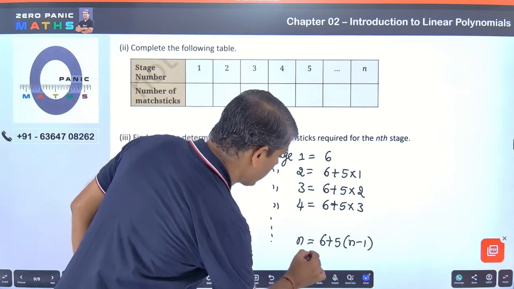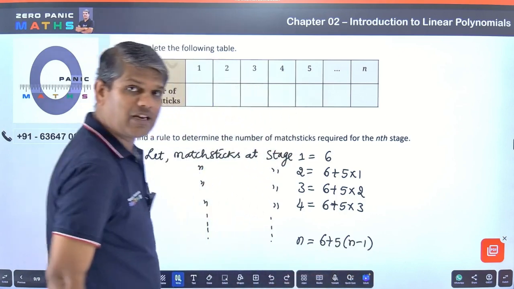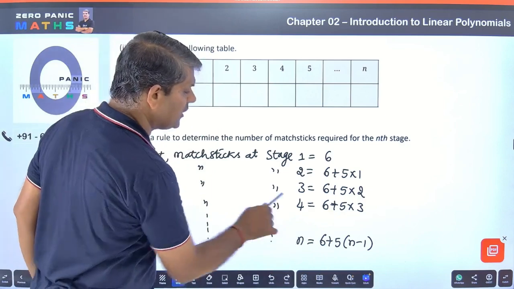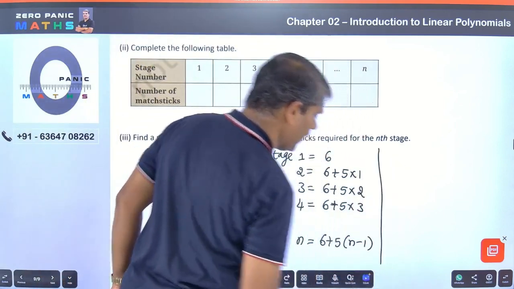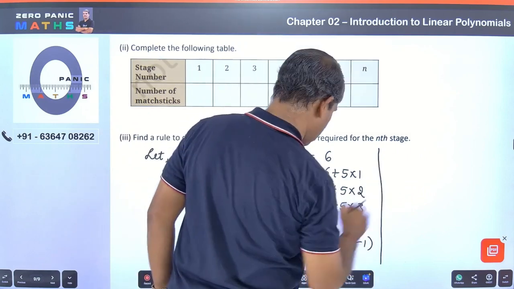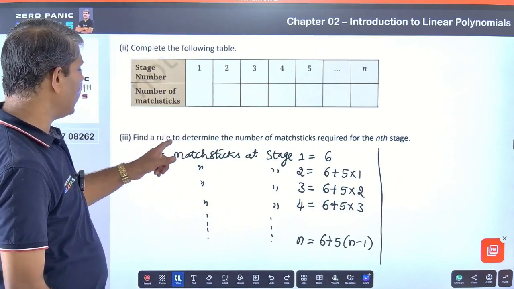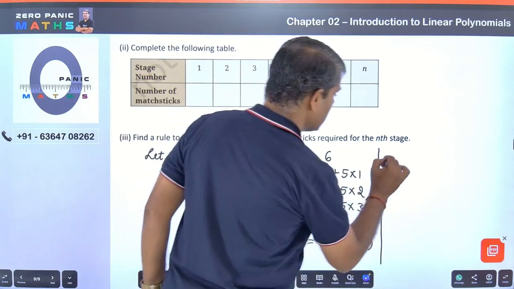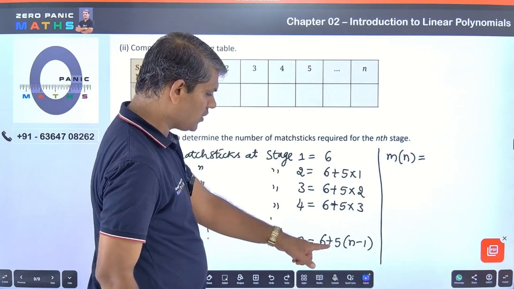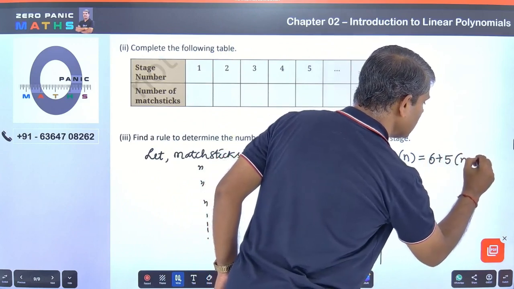Now let us resolve this equation by multiplying 5 into n minus 1, and finally find out the linear polynomial that represents n. Listen to me carefully. I'm taking this to the next stage, and that is n, or I can say the value of n. They want the matchsticks, right? So I can say m of n. m of n is equal to 6 plus 5 multiplied by n minus 1.